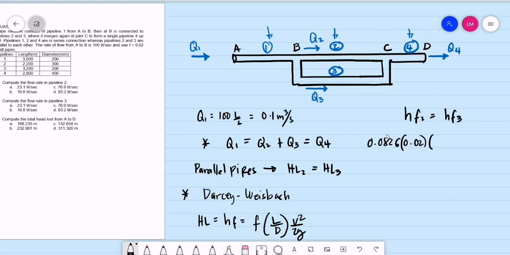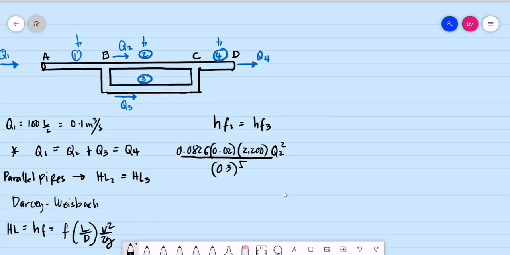What is the length for pipeline number 2? We have that as 2,200. Then discharge number 2 squared, divided by the diameter. What is the diameter of pipeline number 2? Okay, we have that as 300 millimeters or 0.3 raised to 5. Then this value will be equal to head loss number 3.